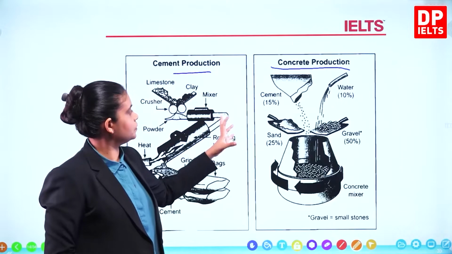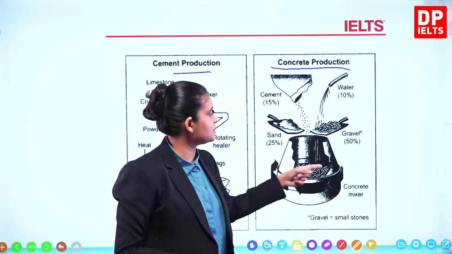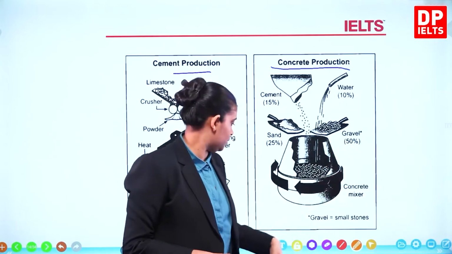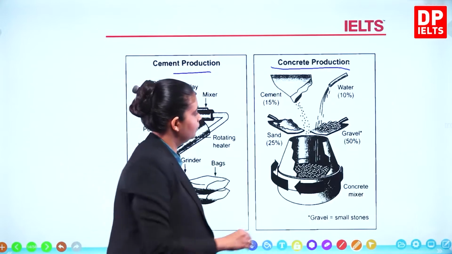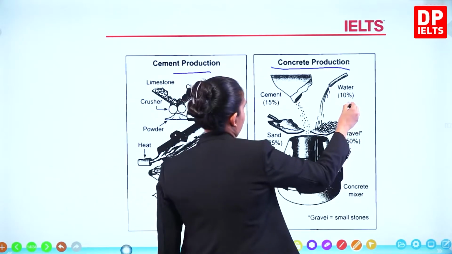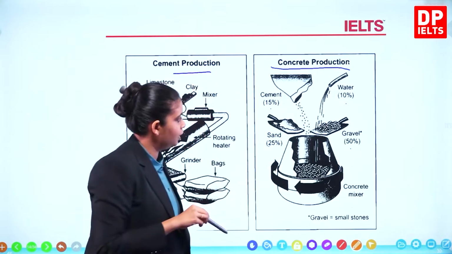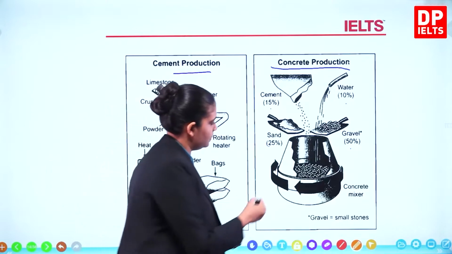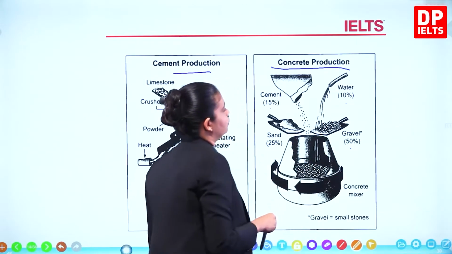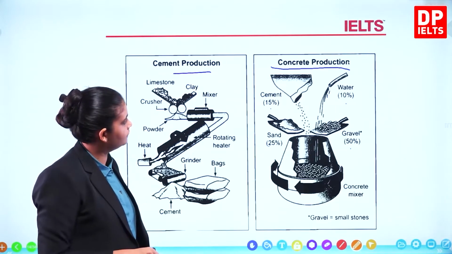So cement 15% and water 10%, sand 25%, and gravel, or stones, okay? Small stones. So you put that ratio, 50 and 60, here you have 40, so you have the 100%, okay? So you put all of those 4 into the concrete mixer, and then you get concrete when you mix all of that together. That's your concrete mix, right?